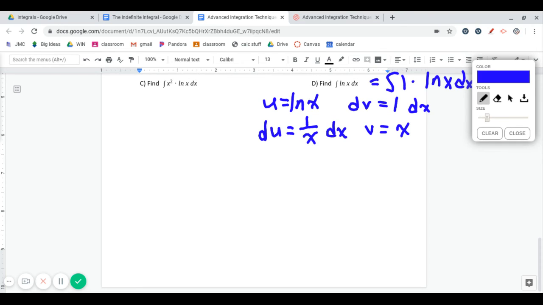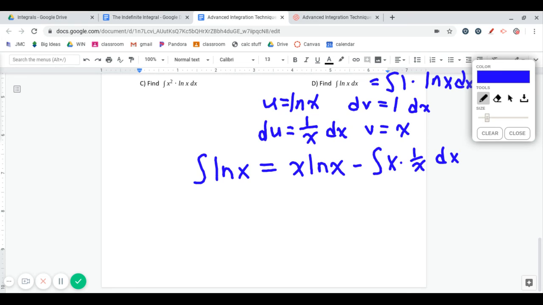Now we're looking for the integral of natural log of x, which equals integration by parts, u times v. So that's natural log of x times x. I'm just going to write this x out front. So x times the natural log of x, u times v, minus the integral of v du. So that's x times 1 over x dx.